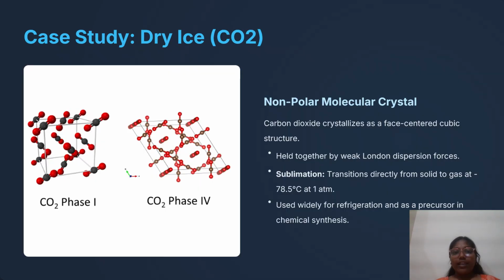Dry ice, CO2, nonpolar molecular crystal. Carbon dioxide crystallizes as a face-centered cubic structure, held together by weak London dispersion forces. Sublimation: transitions directly from solid to gas at minus 78.5 degrees Celsius at 1 atmosphere. Used widely for refrigeration and as a precursor in chemical synthesis.